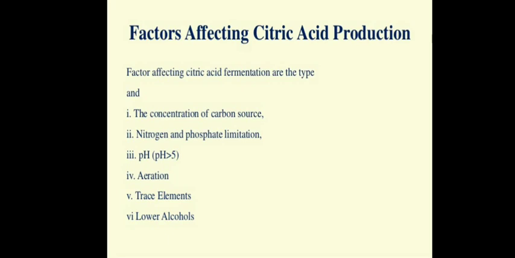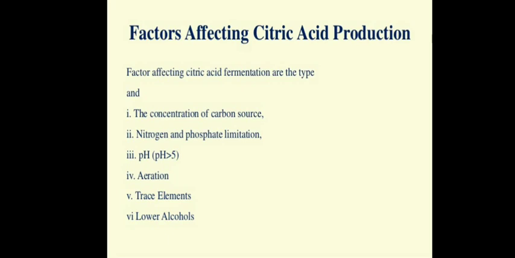Low initial pH has the advantages of checking contamination and inhibiting the oxalic acid formation. Generally, the pH range which is set for the production of citric acid at the initial level is near about 5 to 5.5. At this pH range, the high production of citric acid can be carried out. Then the next point is aeration.